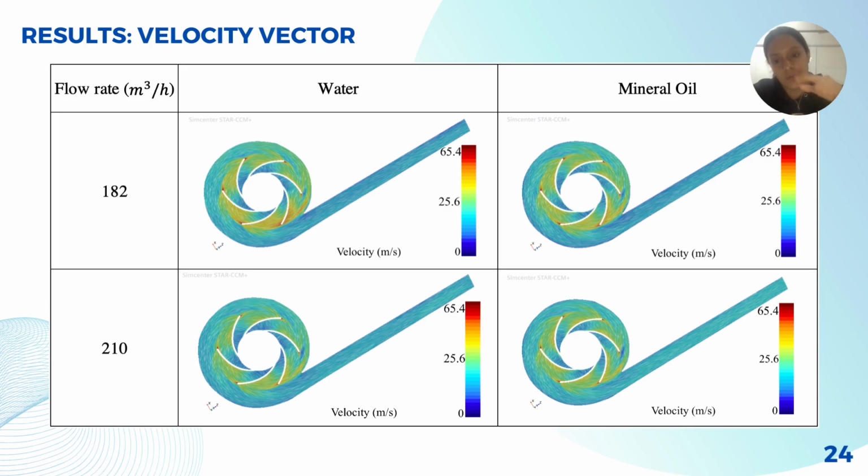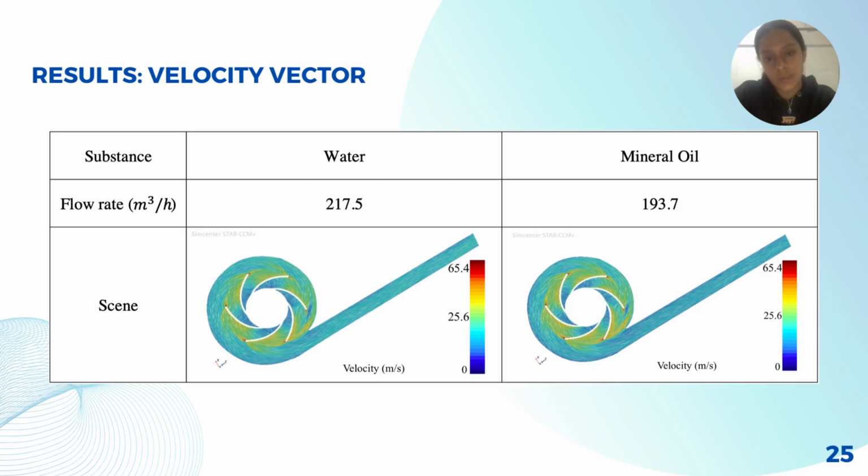Okay, here we can see that the velocity throughout the impeller is greater than the velocity throughout the volute and the discharge nozzle. We can also see that there are some points that are more colored than others. These are called backflows or turbulence. They are basically in the cutwater or between the blades and the volute. And finally, we can see the differences between water and mineral oil at both of their flow rates at the best efficiency point.